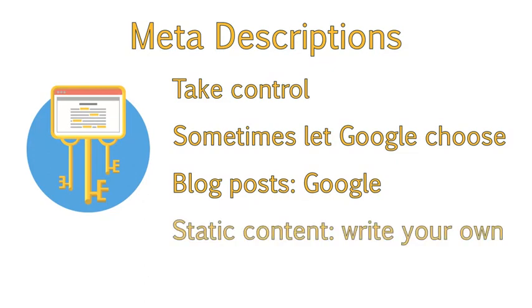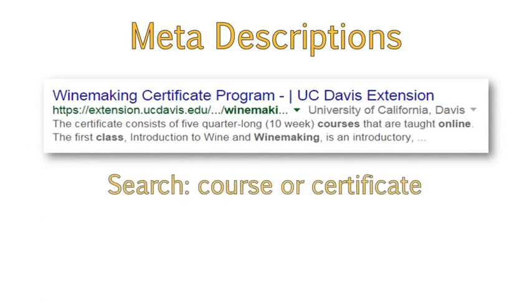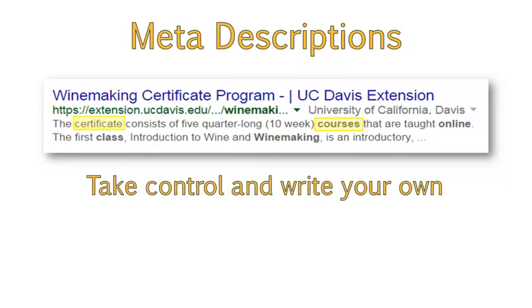However, for static pages and articles like this example, it's fairly easy to guess what someone will be searching for. In this example, they'll be searching for keywords related to winemaking and the word course or certificate. In this case, it may be best to highlight exactly what you want to share about the program right away. By writing your own meta description, instead of letting search engines decide, you are in control of the content displayed and have the opportunity to describe your page the way you want to.